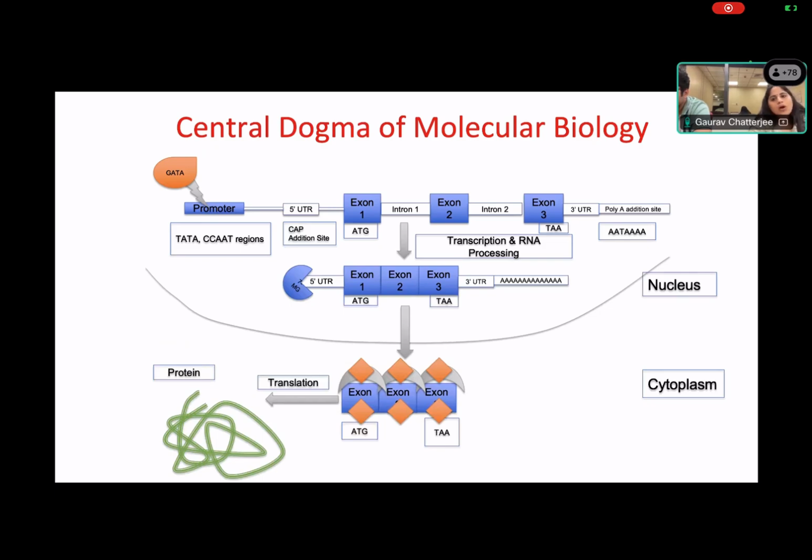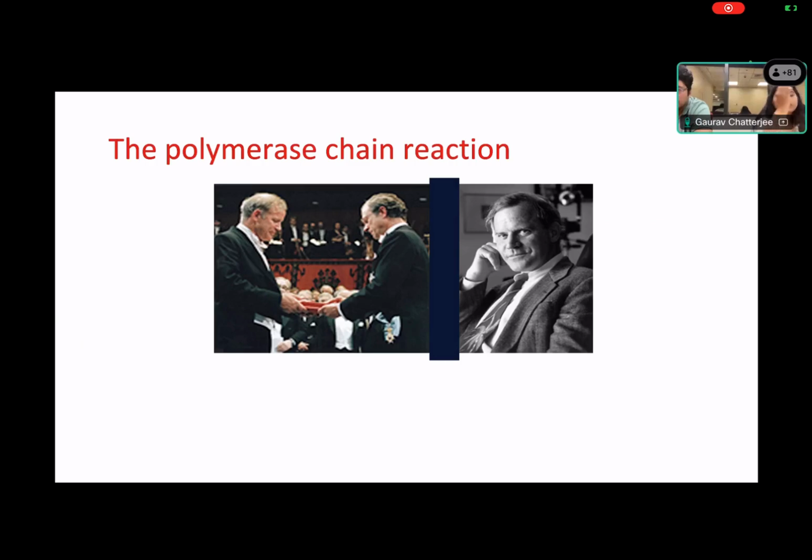If we look at the central dogma of molecular biology, we have the starting material, DNA, which gets transcribed to RNA, messenger RNA, which carries the message through translation and formation of protein in the cytoplasm. So this is the central dogma of molecular biology, where DNA gets transcribed to RNA, and RNA gets translated to a protein, which gives a functional meaning. The central part of any molecular technique is the polymerase chain reaction.